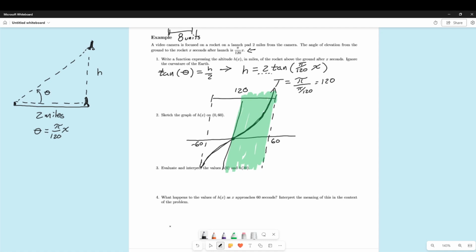Okay, evaluate and interpret our h of 0 and our h of 30. Well, h of 0, plug a 0 into this, tangent of pi over 2.